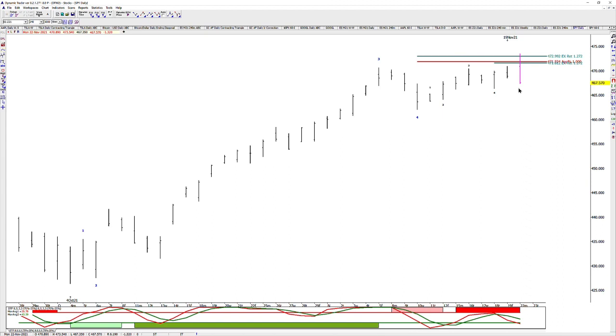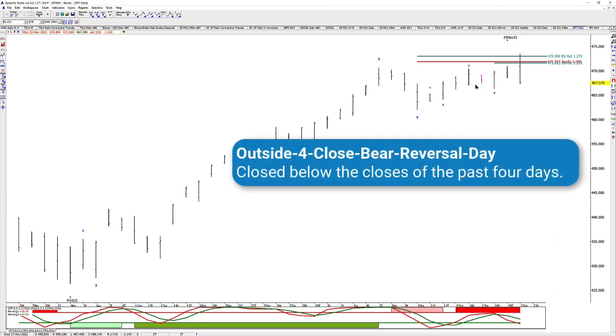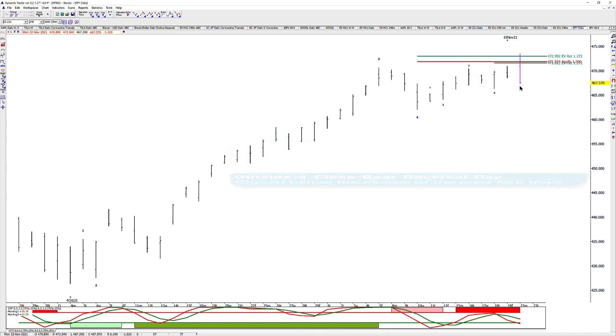And this is what we call a 3-close, it looks like actually a 4-close bear reversal. That's when it made a new high, and then it came down and made a close below the closes, in this case, of the last 4 days. That's a really strong reversal signal.